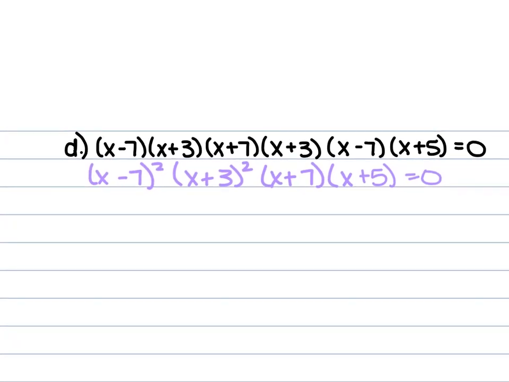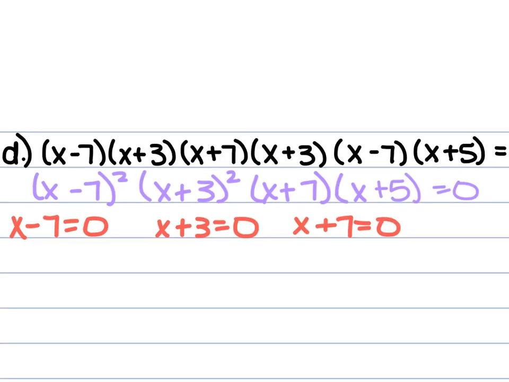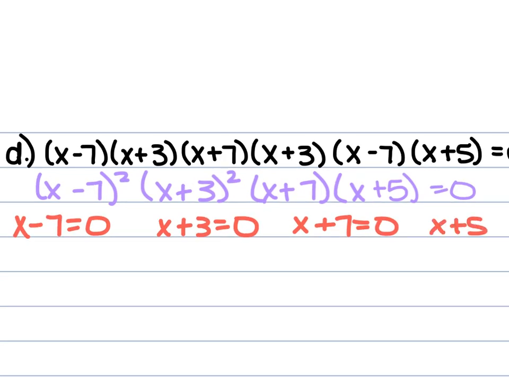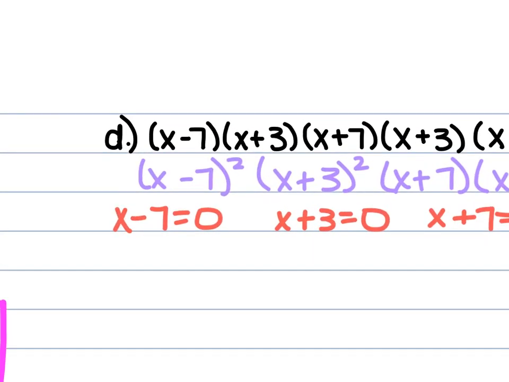So we can go ahead and solve 4 of these instead of solving as many as we see at first. So we're going to set the x minus 7 equal to 0, the x plus 3 equal to 0, the x plus 7 equal to 0, and the x plus 5 equal to 0. For the x minus 7 is equal to 0, add the 7 to both sides. We get that x is equal to 7.